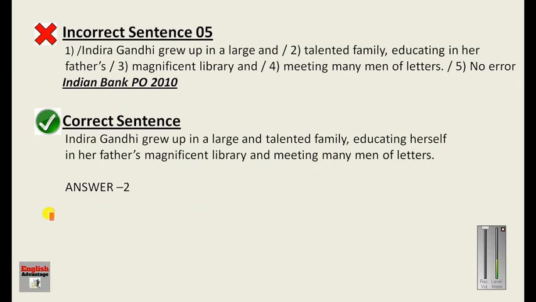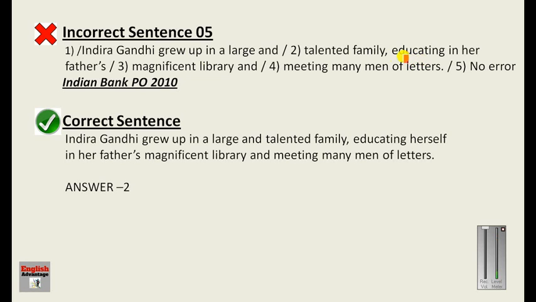The next sentence says: Indira Gandhi grew up in a large and talented family, educating in her father's magnificent library and meeting many men of letters. This sentence says that she grew up in a family, and while she was growing up, she did things like educating herself and meeting many scholarly people. Here if you say "educating", it means that she educated somebody else, or you can say she kind of taught somebody.